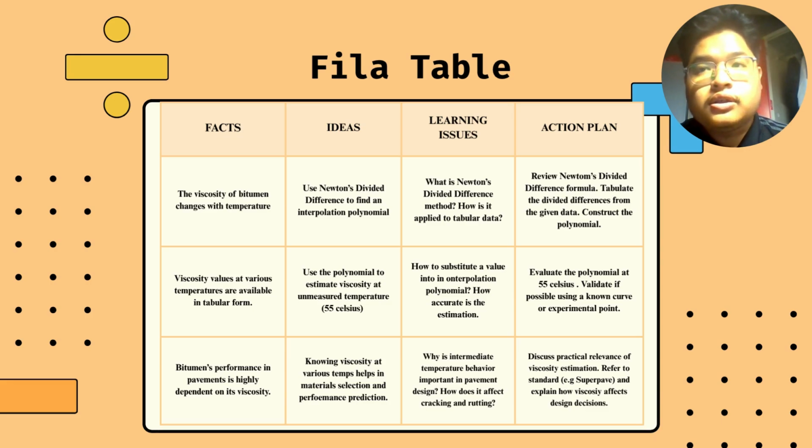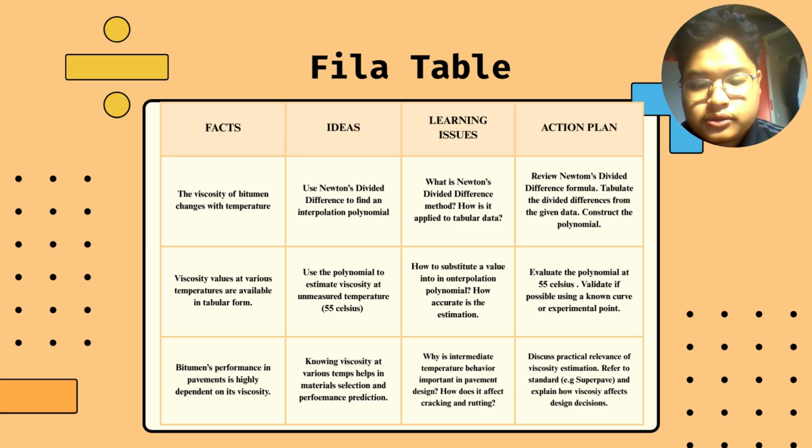So first, I will explain the FILA table. F for facts, I for ideas, L for learning issues, and A for action plan. For the first facts, the viscosity of bitumen changes with temperature, and the idea we get is to use Newton divided difference to find an interpolation polynomial. For the learning issues: what is the Newton divided difference method? How is it applied to tabular data? And then the action plan: review Newton's divided difference formula, tabulate the divided differences from the given data, construct the polynomial.